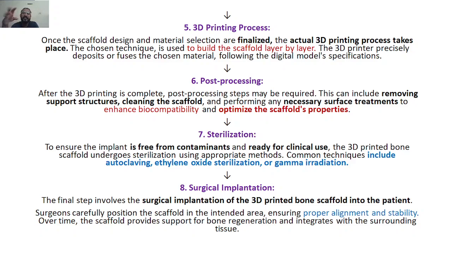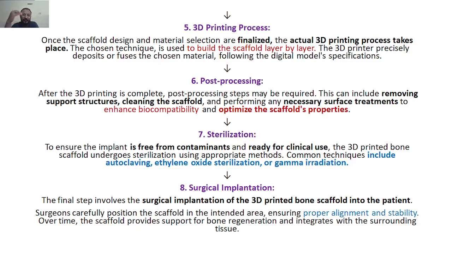You can sterilize with many techniques. Sterilize in the sense that you need to remove the contaminants. It can be microbes or any other dirt or materials which are not required there. So we can use autoclaving, which uses high temperature and pressure. Then ethylene oxide sterilization, where you pour the ethylene oxide so that it will be sterilized, or you can use gamma radiation. So the last step is surgical implantation.